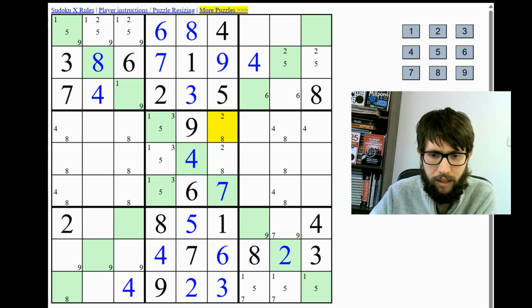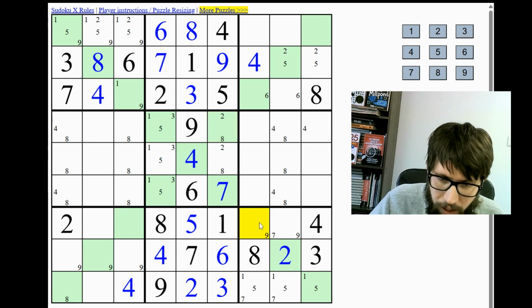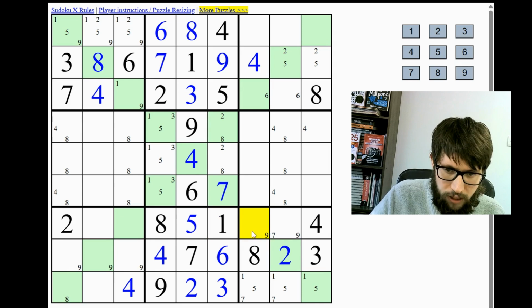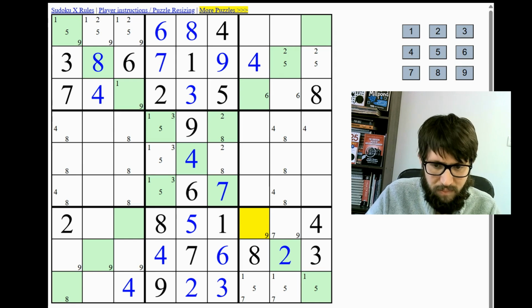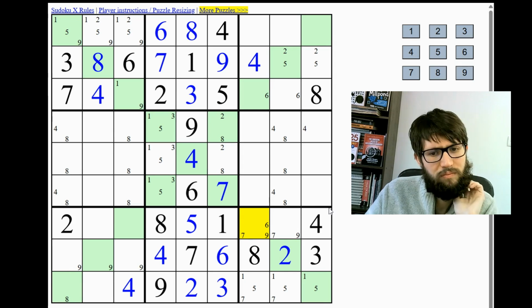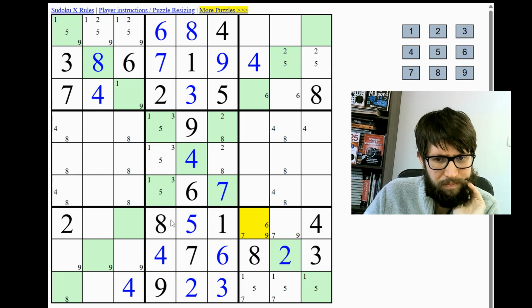Where's our next step? So if I've got this correct, the 9 can only go there as well. So is that so? The 1 can't go there because of that 1. The 2 can't go there. The 3 can't go there. The 4 can't go there. The 5 can't go there. The 6, though, the 6 might be able to go there. It looks to me like the 6 can go there. Likewise for the 7, but not the 8. Where's our next?